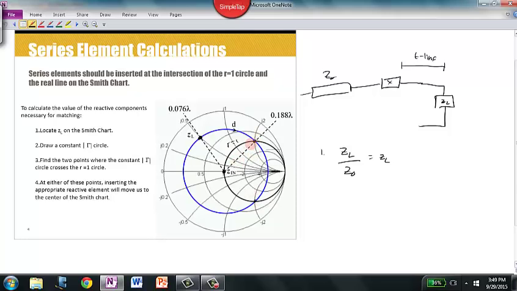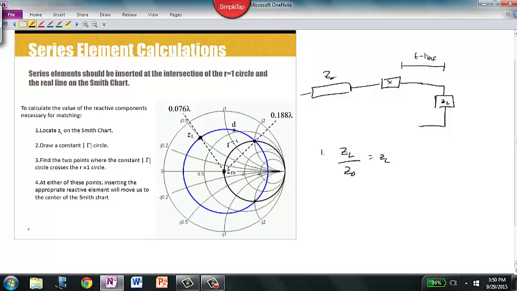We can cancel out the effects of the reactance by inserting a reactive element that is the opposite value of whatever intersecting point we have. So in this case, if we inserted a capacitor that had j2 of reactance, it would cancel out this j2 of inductance here. And in this case, we have minus j2, which is 2 ohms of capacitive reactance. If we inserted a series inductor, that would cancel this capacitance out.